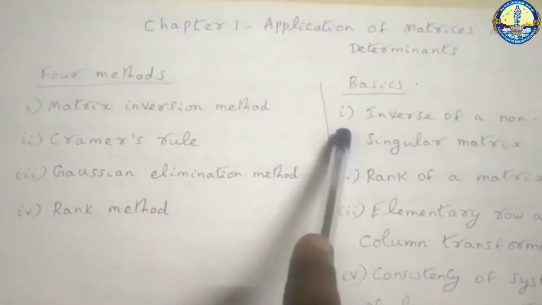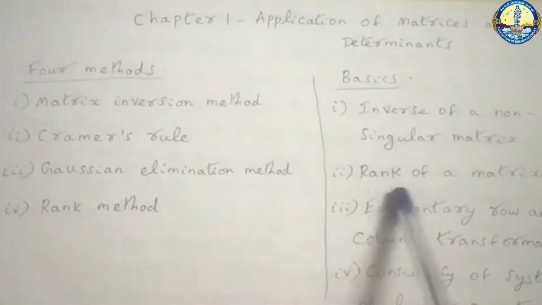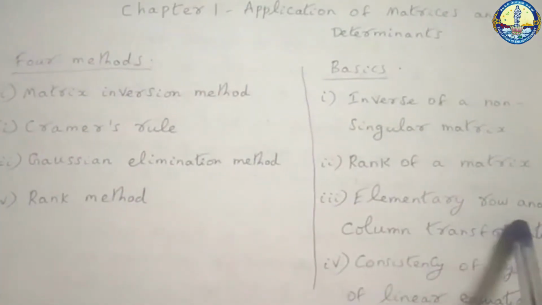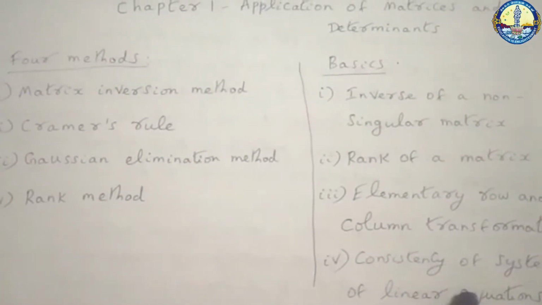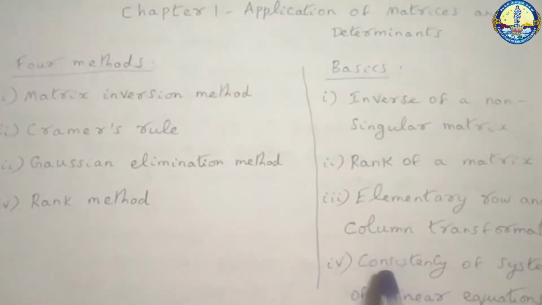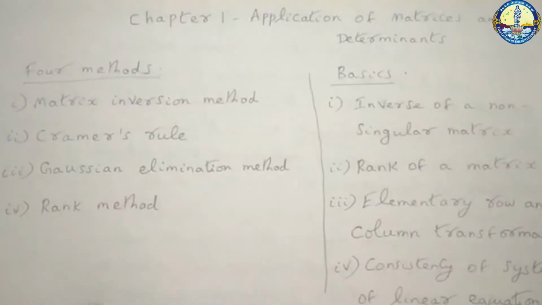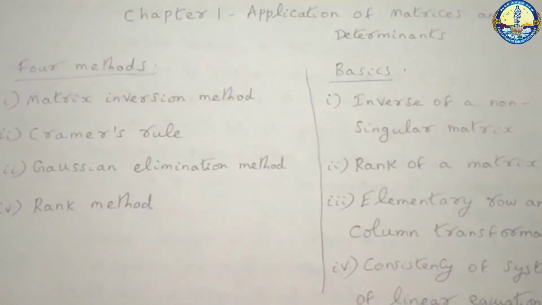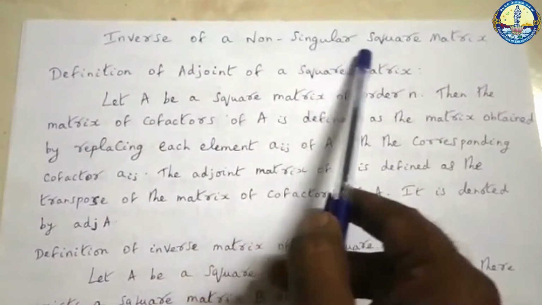That is, how to find the inverse of a non-singular matrix, the rank of a matrix, elementary row and column transformations, and the consistency of a system of linear equations. So first we will see the basics, and then we will move to these four methods one by one. Now we are going to see the inverse of a non-singular matrix.